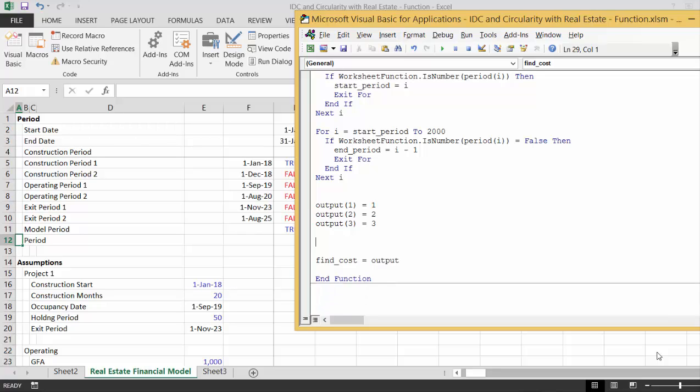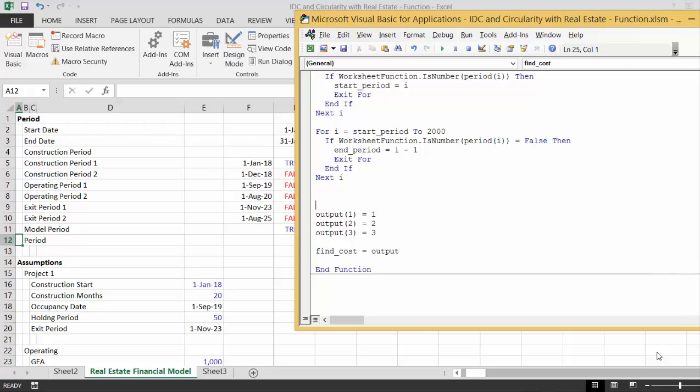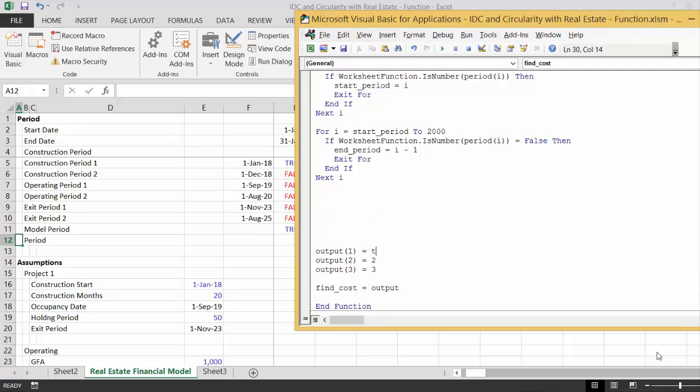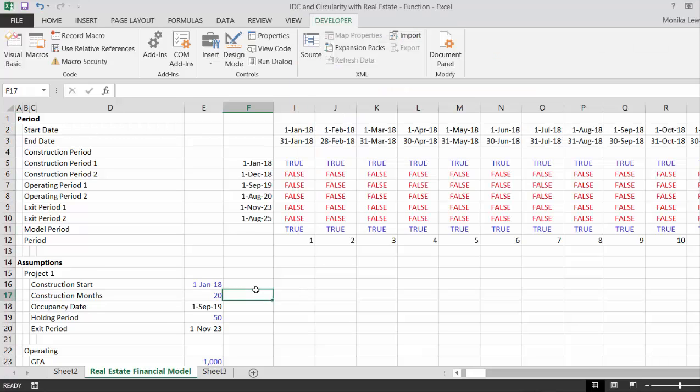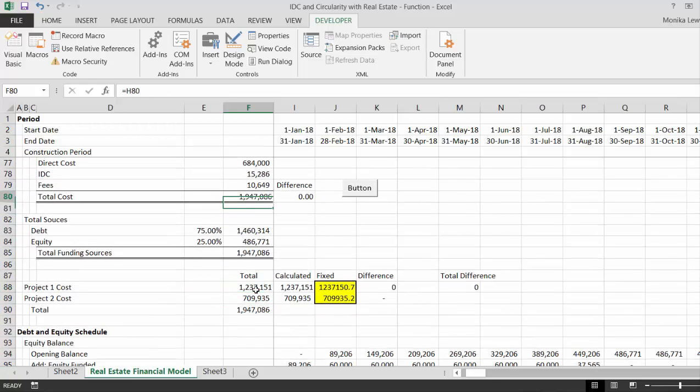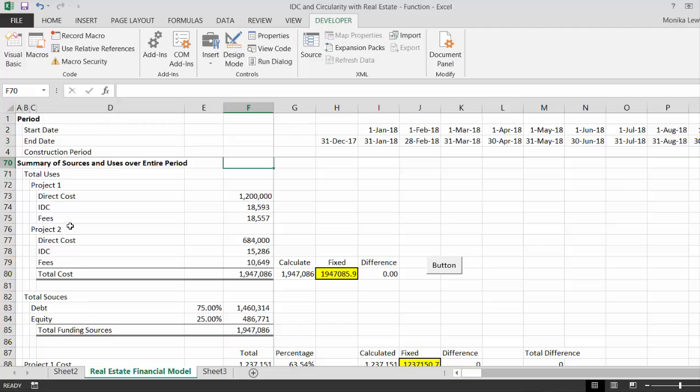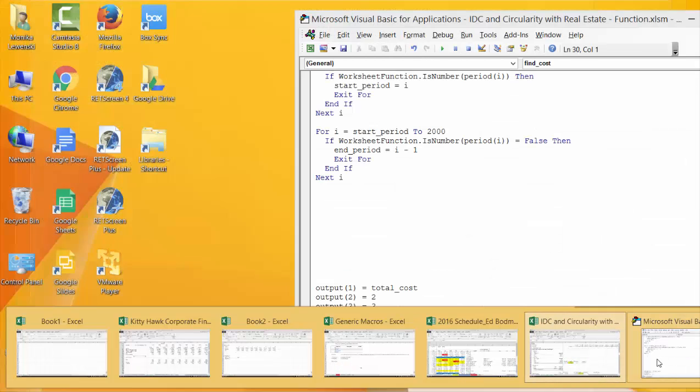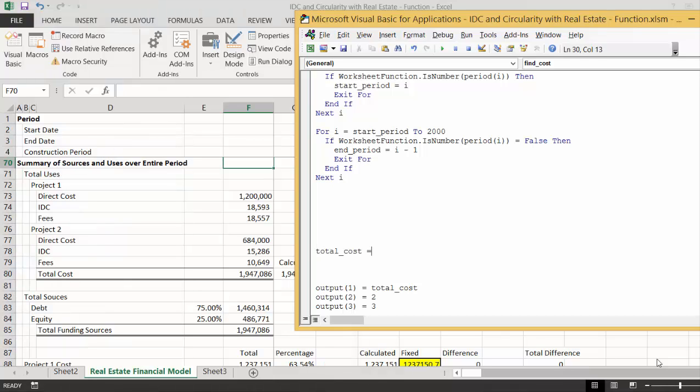Now the only other thing we have to do is to start finding the cost. So this might be total cost. Now the total cost, if we go down here, we can start looking at what the total cost is. The cost of project 1 and the cost of project 2. I didn't say anything while I was typing that, so project 1 cost will be one of the outputs, and if you spell it wrong, you're going to have a big problem.